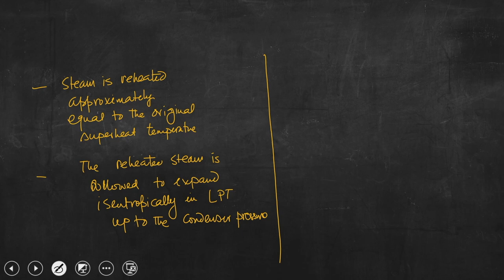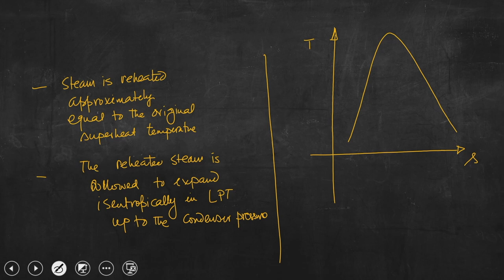So, if we now draw the TS diagram, which is very important, right. So, if we draw the TS diagram, which is very important, you know, if we draw the process, this is the condenser pressure, P condenser.